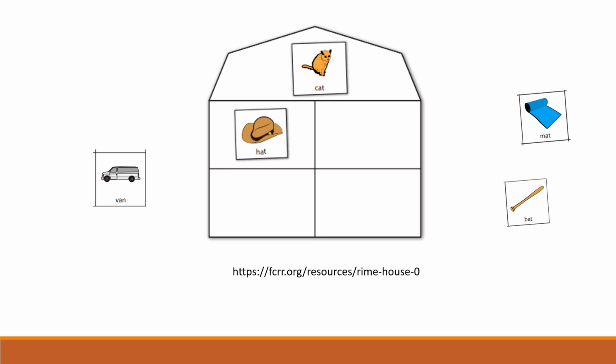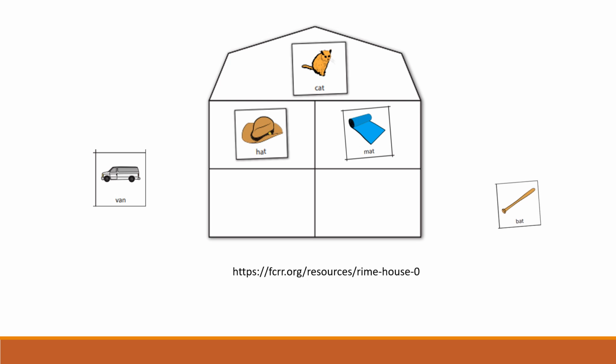This activity is called Rhyme House. It was developed by the Florida Center for Reading Research. There are 6 houses and 6 sets of rhyming words. The card at the top of each house determines the rhyme. In this example, the van picture card belongs to a different house.